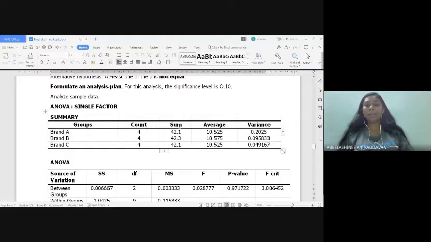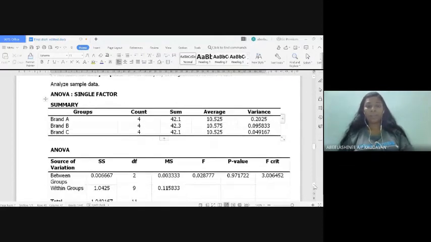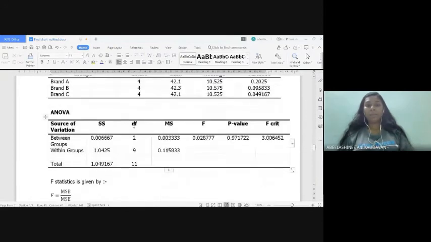Besides, the sum is the value for the money. And I found the average, where 42.1 divided by 4, and I got this average using a formula in Excel. For the variance part, I used the standard deviation to find variance. Besides that, I also used the source of variation, such as sample size, degrees of freedom, mean square, test F, p-value, and also F critical, which is between group and within group.